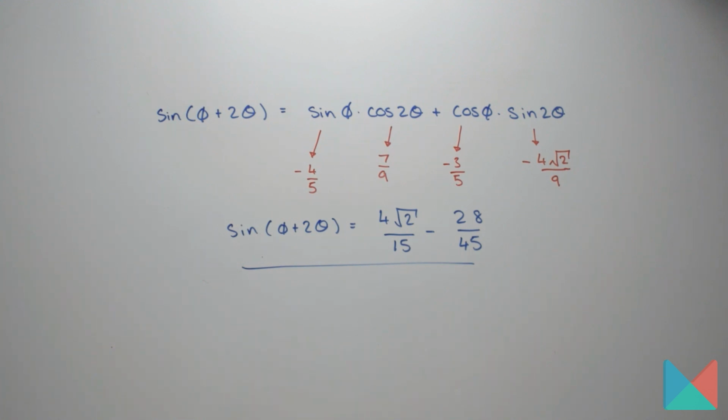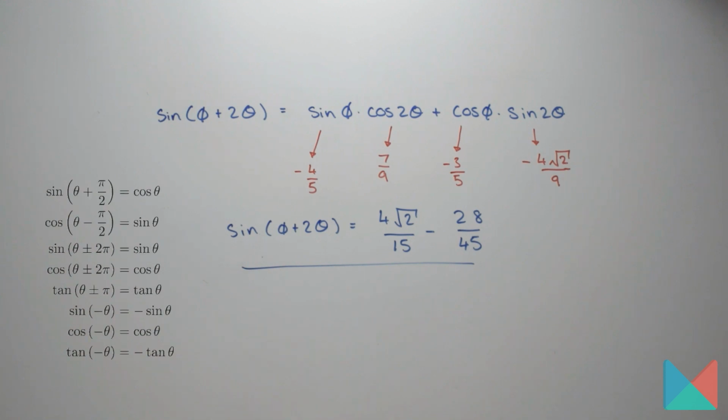That concludes our final example, but before we finish up, I'm going to put a couple of identities on the left here that you can easily prove using the angle sum and difference identities for sine, cos, and tan. Other than that, that's going to conclude this playlist on trigonometric identities.